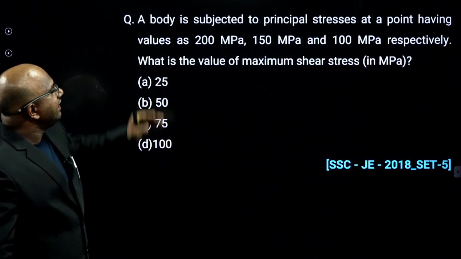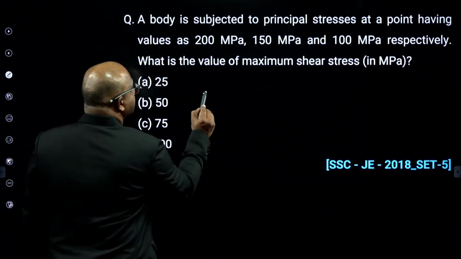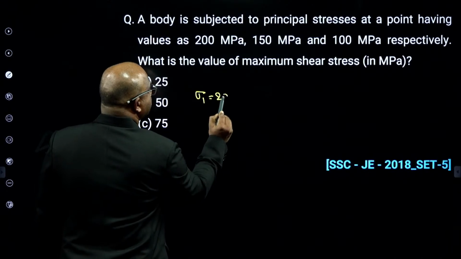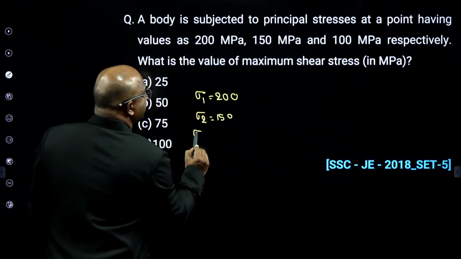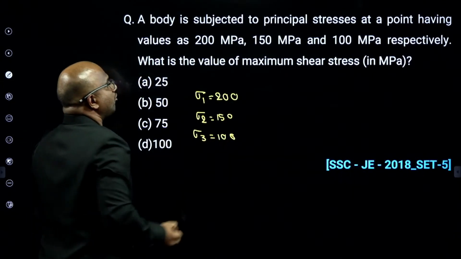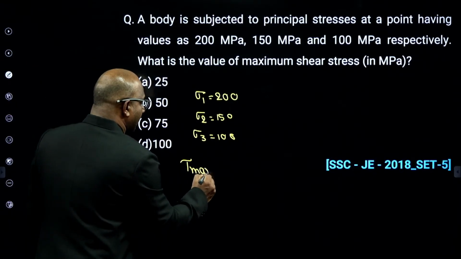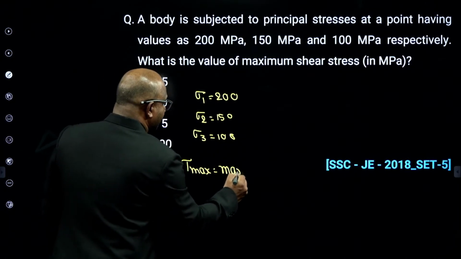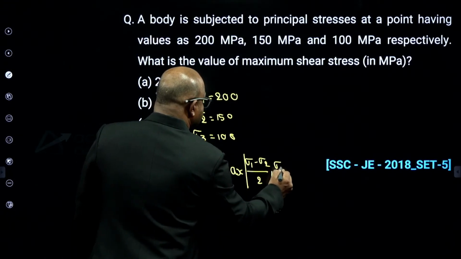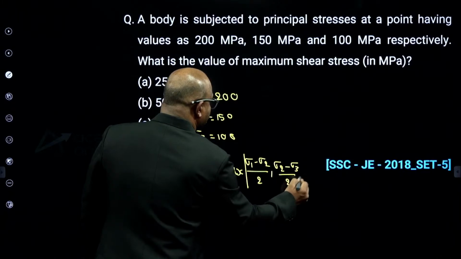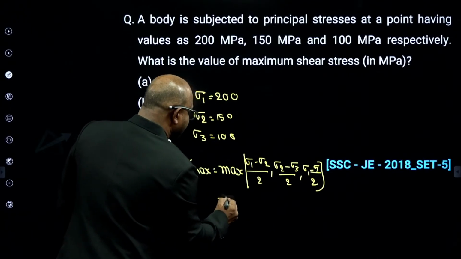Next. A body is subjected to principal stresses at a point having values. He has given three principal stresses: sigma 1 equals 200, sigma 2 equals 150, sigma 3 equals 100, guys. Then what is the value of maximum shear stress? This is a typical question from strength of materials also. Tau max equals what formula? Maximum of (sigma 1 minus sigma 2) by 2, (sigma 2 minus sigma 3) by 2, (sigma 1 minus sigma 3) by 2. Now let us see, guys.